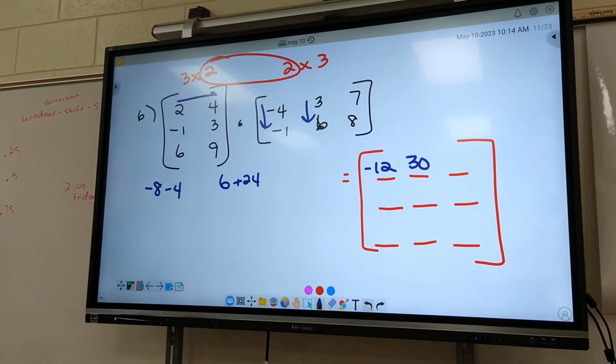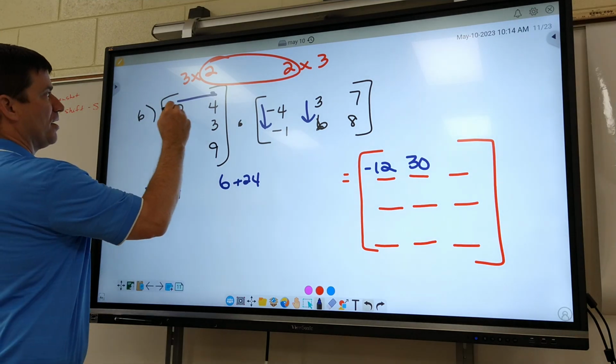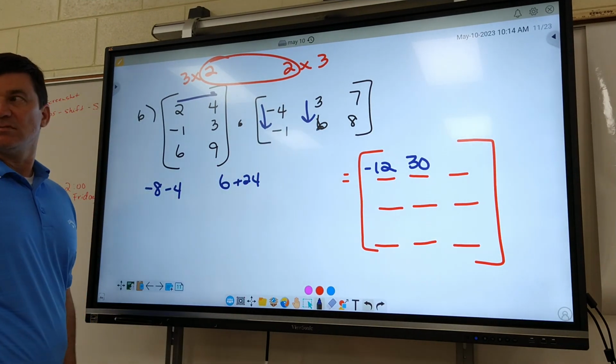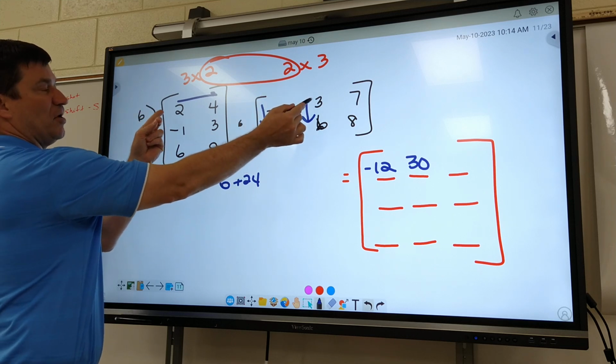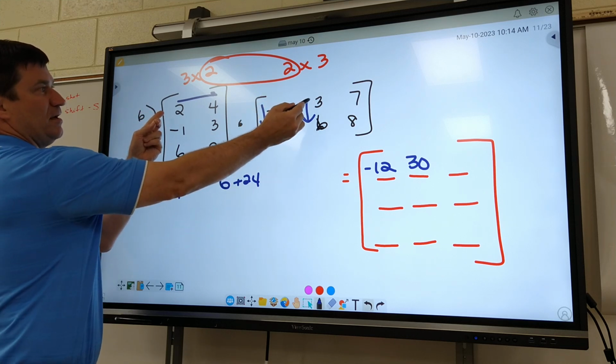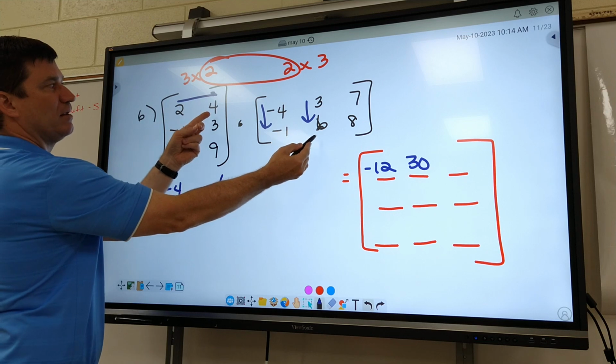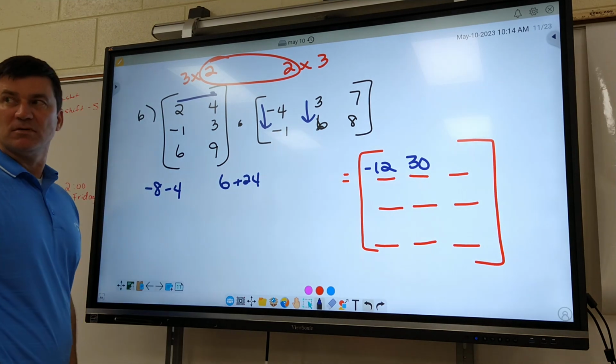What? I'm multiplying across and down. Yeah. 2 times 3. That's the first number and that's the top number. You multiply them and get 6. And when you move, move this way. 4 times 6 is 24.